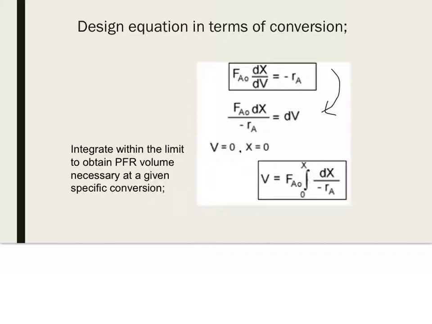So we have here the performance equation: V equals FA naught integral of dx over negative RA. We don't take RA out of the integration term because RA has the conversion term inside it, which requires us to do the integration. So we need to put RA inside the integration term.